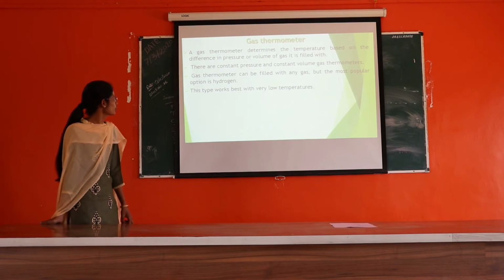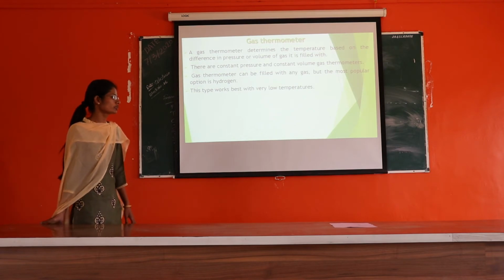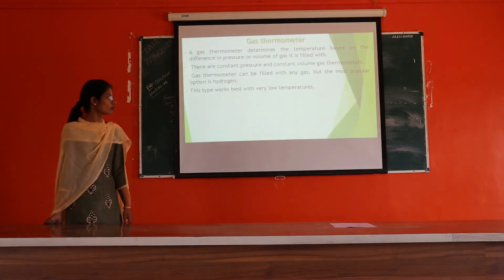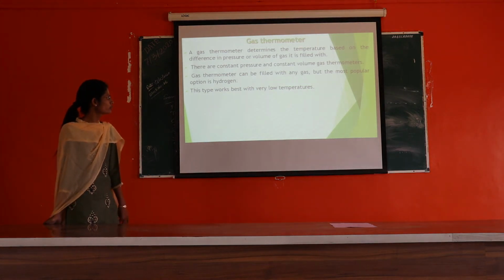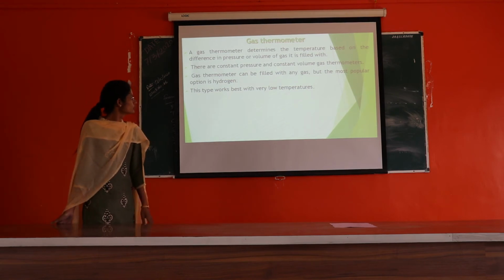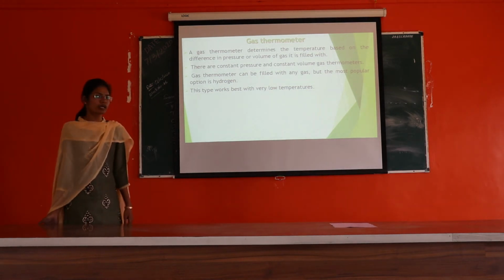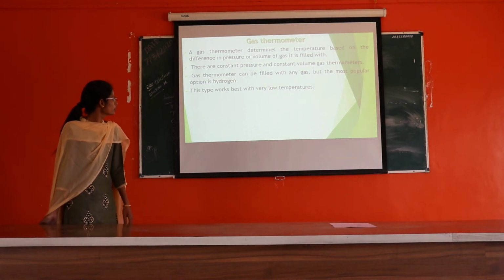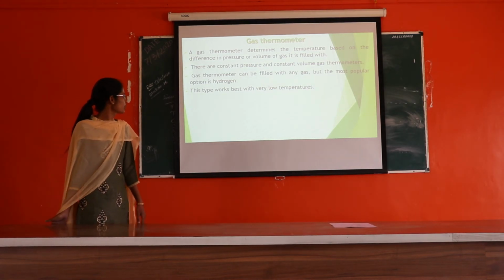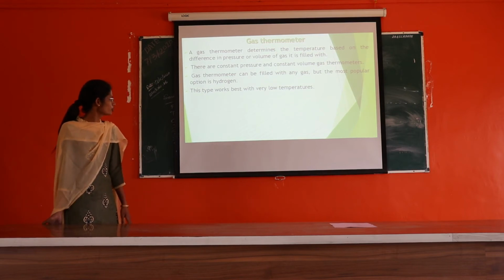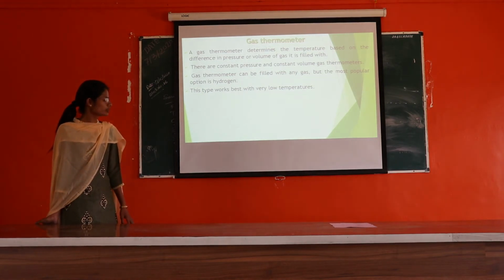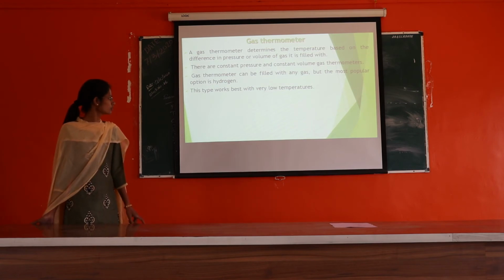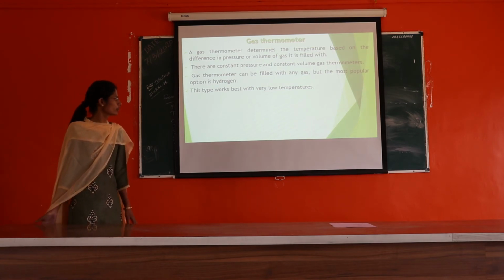Next, gas thermometer. The gas thermometer determines the temperature based on the difference in pressure or volume of gas it is filled with. There are constant pressure and constant volume gas thermometers. The gas thermometers can be filled with any gas, but the most popular option is hydrogen. This type works best with very low temperatures.